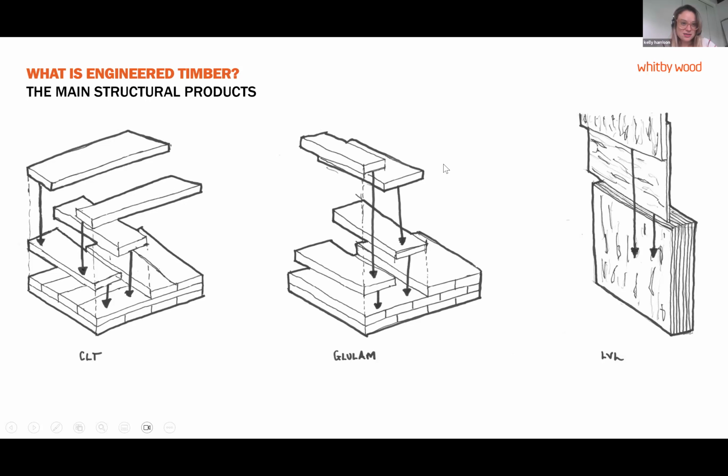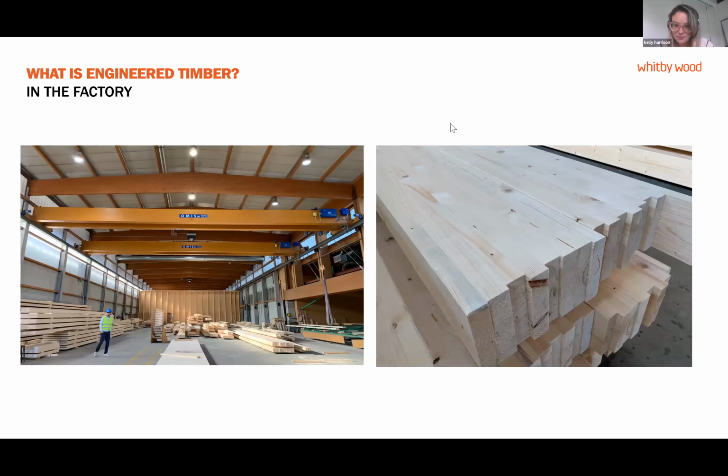So I'll just show you a few photos now of a factory visit I made about a year ago to Rubner in Austria, and we saw there some glue-lam and some CLT being made. So this is a series of those lovely small pieces of sawn timber that Wojciech was just talking about that go into a glue-lam beam. I think these are about 40 millimeters thick each.